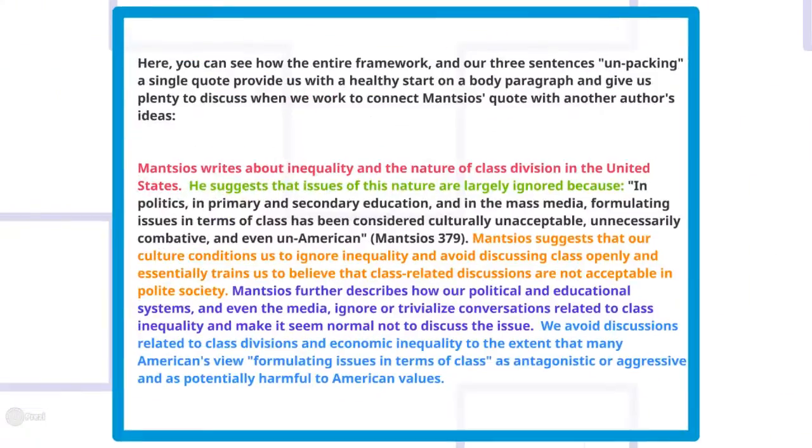Now let's see what happens. Here's the quote in its entirety, introduced, integrated. The black text is obviously the quote itself, and then we have our three sentences interpreting the quotation. So you can see here how when we put this entire framework together, our three sentences unpacking the single quote provided us with a healthy start on a body paragraph and gives us plenty of material to discuss when we work to connect Mancios's quote with another author's ideas.